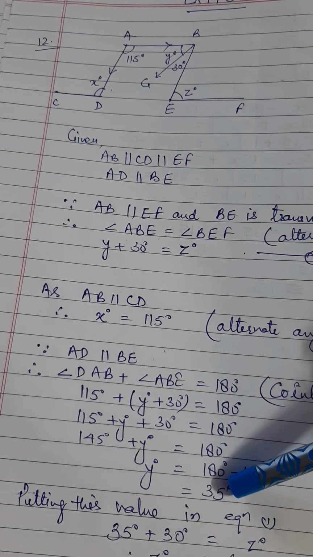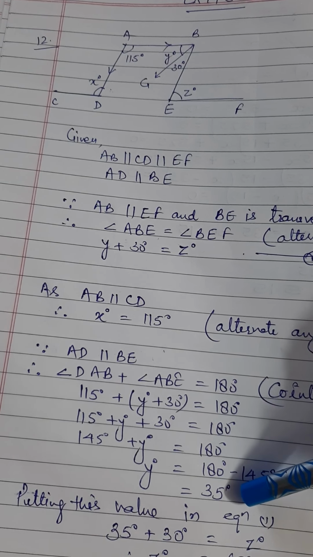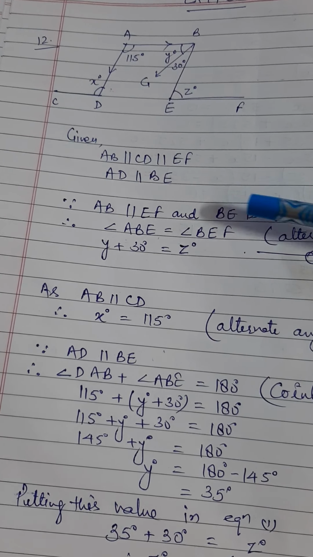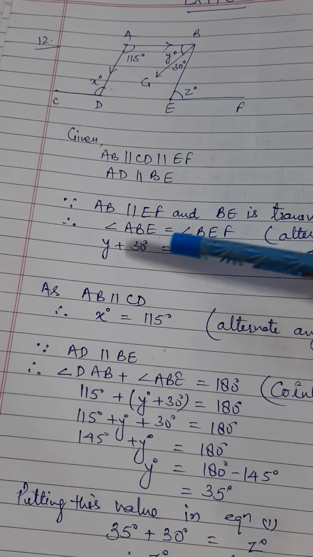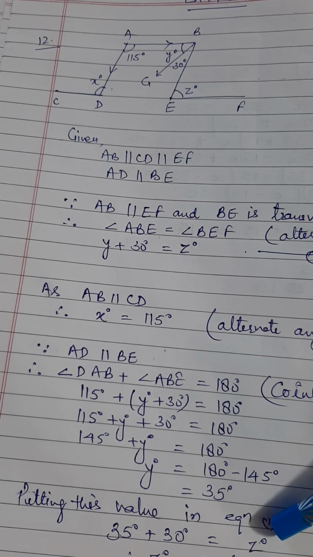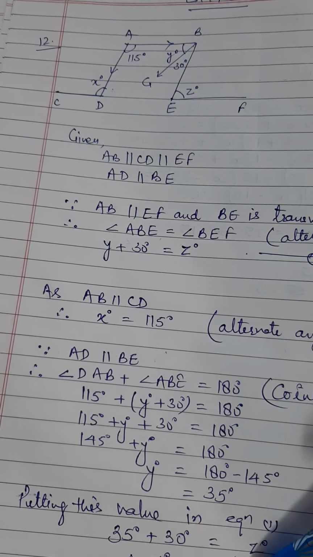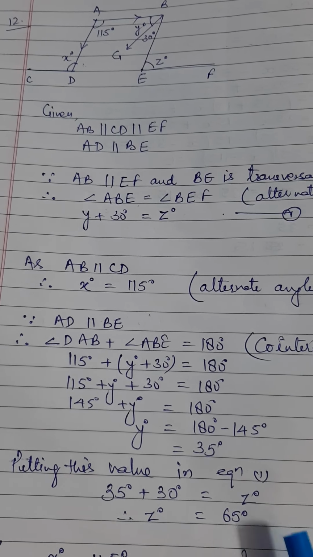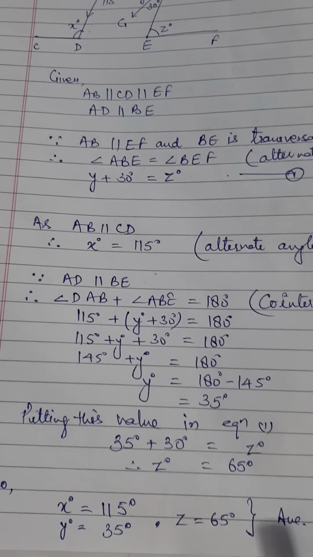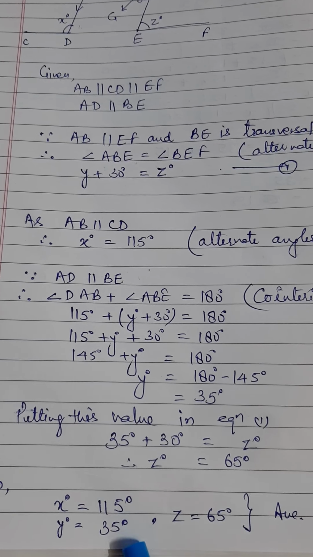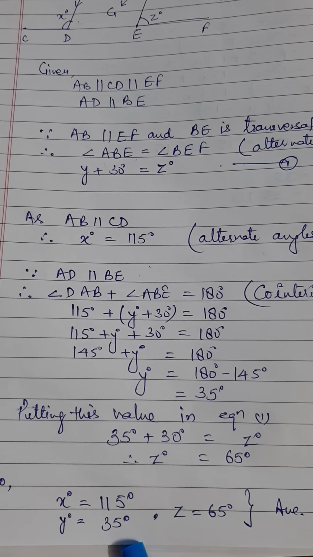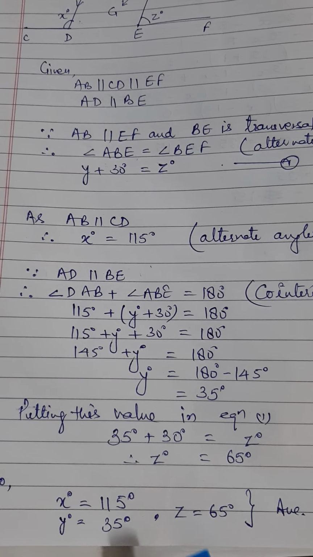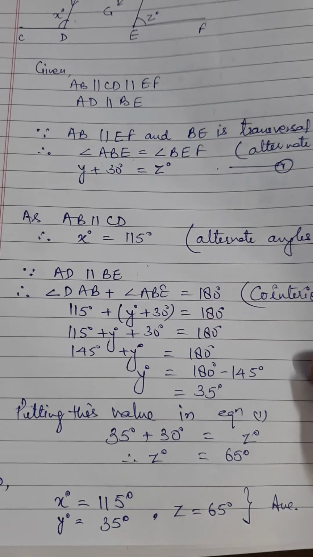So y is 35. Now we have to put this value in this equation. So this gives 35 plus 30 is equals to z. It means z is equals to 65. Now we have to write the answer, that x is equals to 115, y is equals to 35 and z is equals to 65. Now the next question.